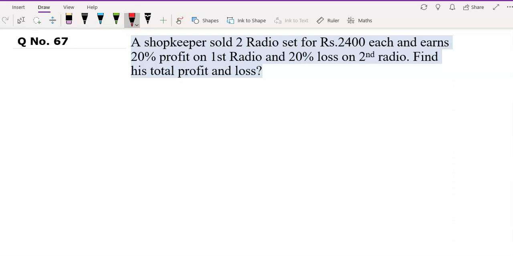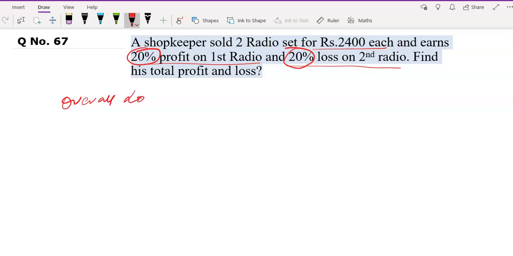Question number 67. A shopkeeper sold 2 radio sets for rupees 2,400 each and earns 20% profit on first radio and 20% loss on second radio. Find his total profit and loss percent. So in this question we see that our selling price is same, rupees 2,400 each, and the profit and loss percent is also same, 20%. So in this condition we have a loss.